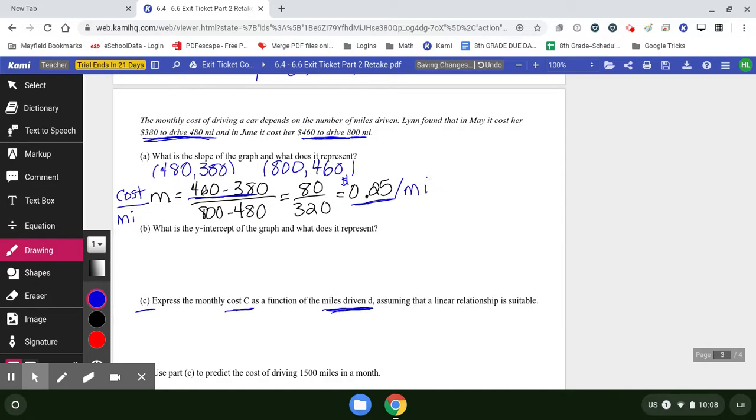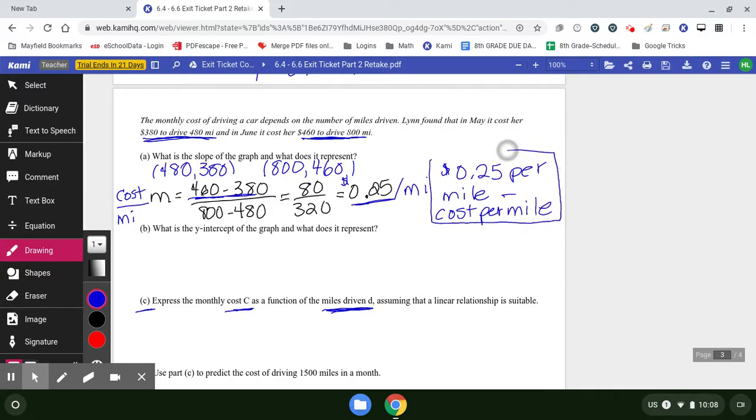Okay, so the slope is 0.25, and that means 25 cents per mile, and it's cost per mile. So I explained what it is and what it represents. Now I need to find the y-intercept and say what that also represents.